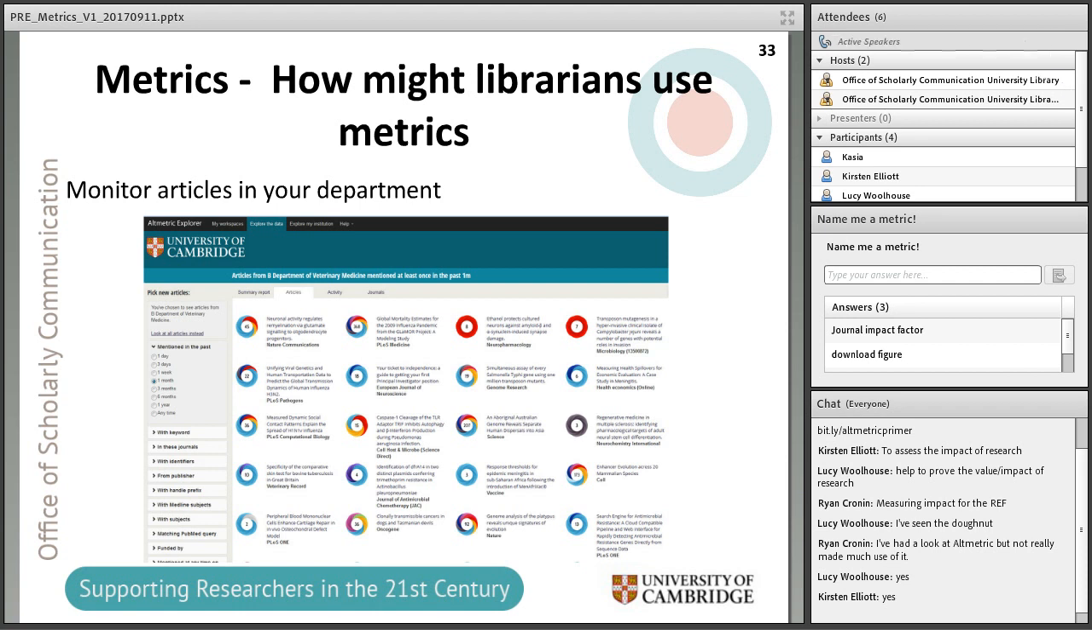So finally, how might librarians use metrics? These are some ideas I had about how you might use metrics. You might have others, and hopefully you'll share them with each other.